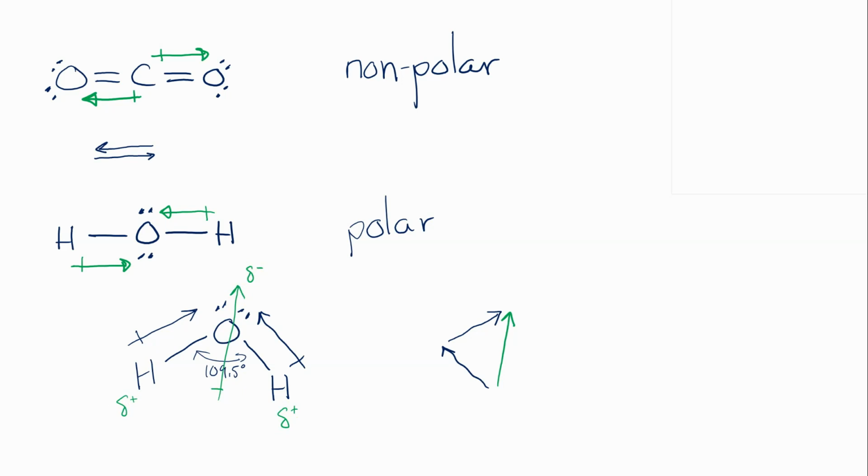And this becomes important. Water is very good at dissolving salts and ions, and it's because it can position or arrange the water molecules to favor the attraction between the ions and one end of the water molecule.